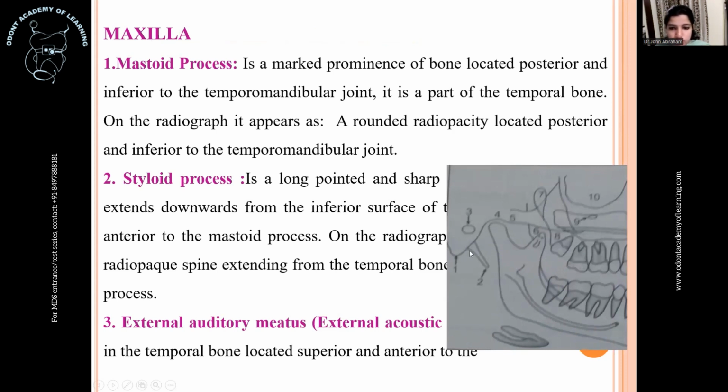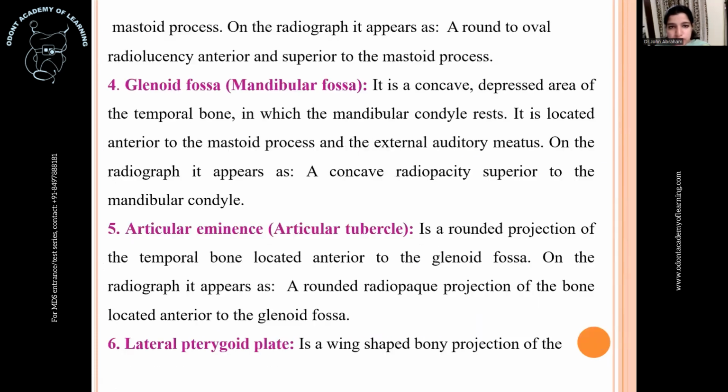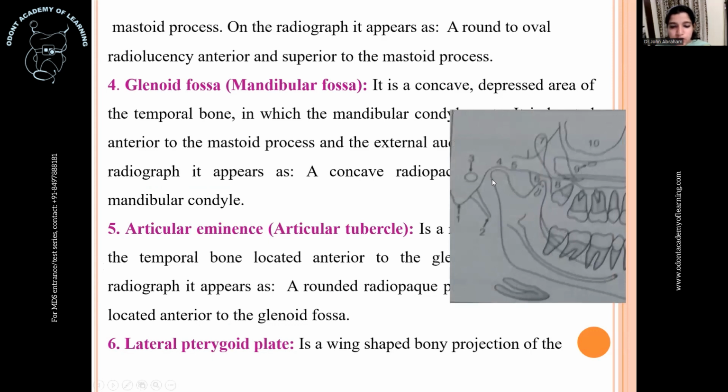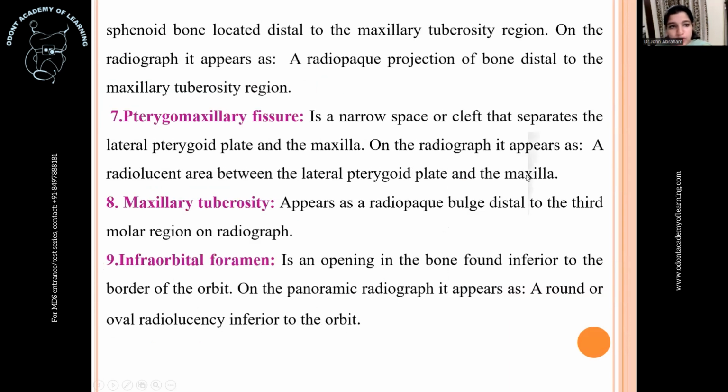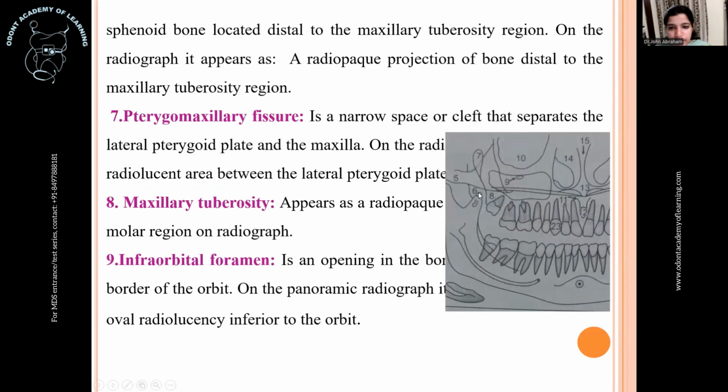This will be your mastoid process, the elongated styloid process, which will appear radiopaque, and your external auditory meatus, which is located in the temporal bone and will be seen as a radiolucent area. Then you go to your glenoid fossa or the mandibular fossa, and you have your articular eminence, which is in front of your condyle. The lateral pterygoid plates are present here, distal to your maxillary tuberosity. Then you can see your pterygomaxillary fissure, which again appears as a radiolucent area.